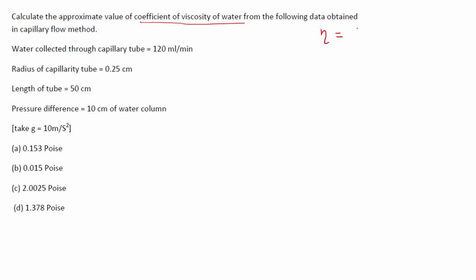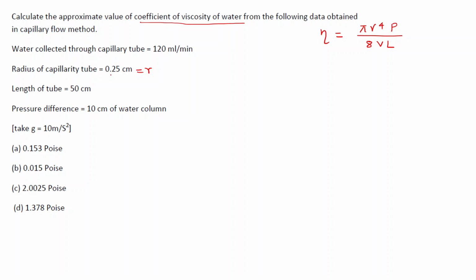Coefficient of viscosity is given by pi r to the power 4, the pressure difference, either I can denote it with delta P or P, it's fine, divided by 8, and this is volume of liquid, L. This is the radius of the capillary tube. The answer is in poise, which means the answer is in CGS unit.